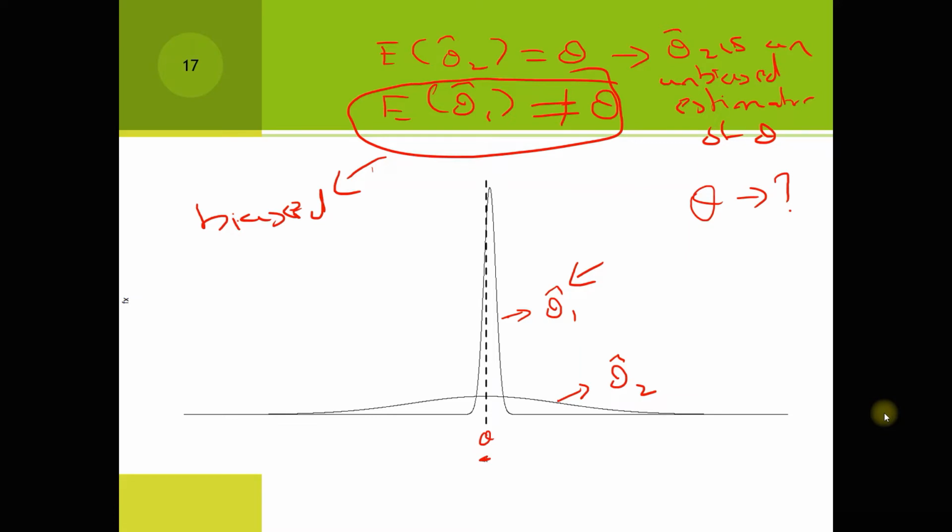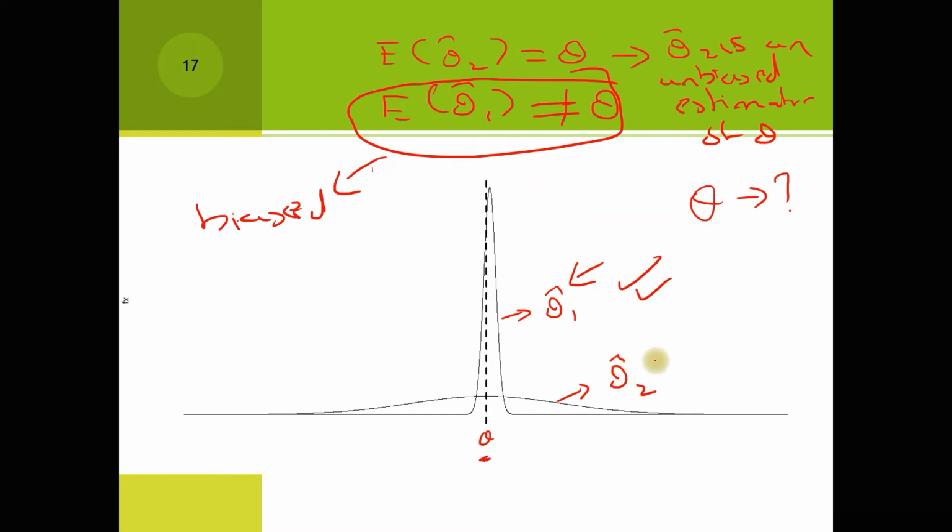So the question is, which of theta cap 1 or theta cap 2 shall you use to estimate theta? If you were in my place, which one would you use? Let me explain to you what I would have used. I would have used theta cap 1.